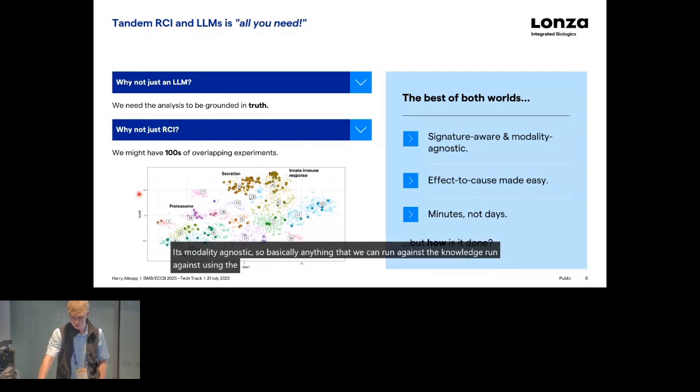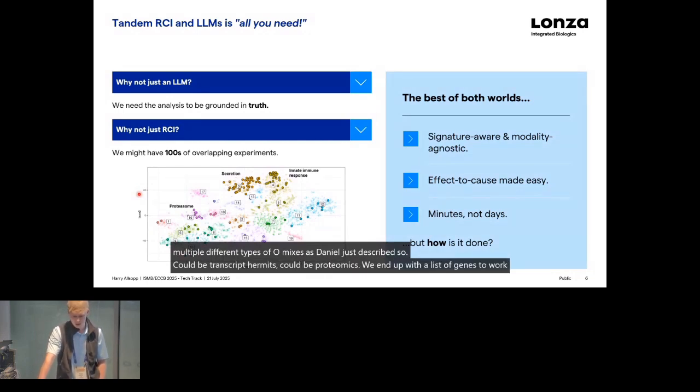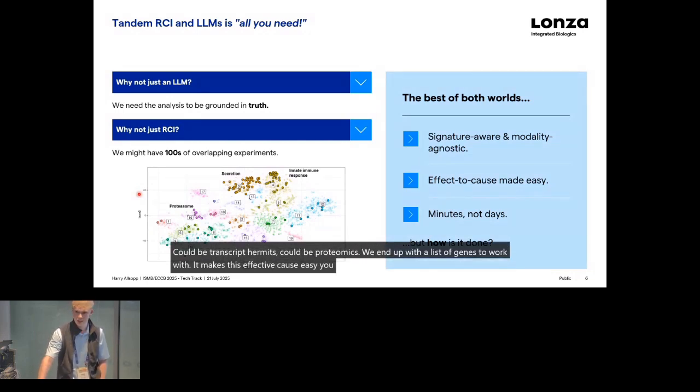For example, genes. We can get candidate genes from multiple different types of omics, as Daniel just described. So it could be transcriptomics, could be proteomics. We end up with a list of genes to work with. It makes this effect-to-cause easy. We just start with a single pipeline. We start off with candidate genes, and we get out at the other end a single tailored report that summarizes all of the signals and tells us what to do in the lab, or what we can look at in the lab. And of course, it reduces the time from days down to minutes.